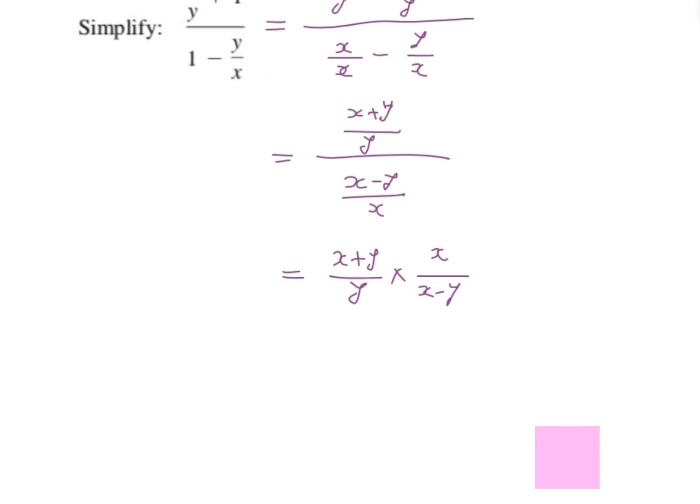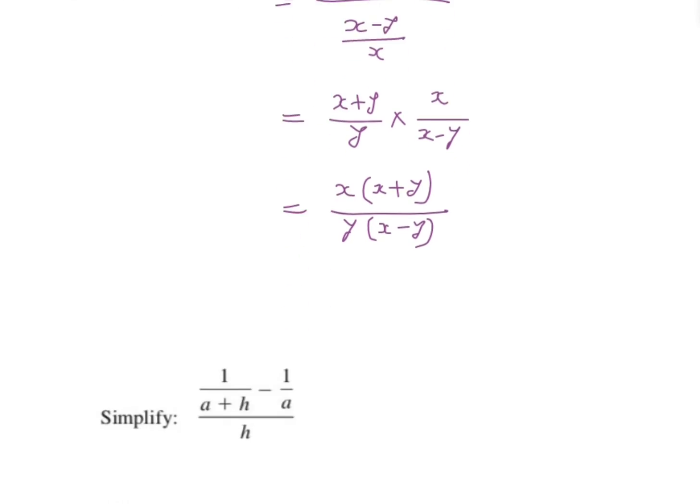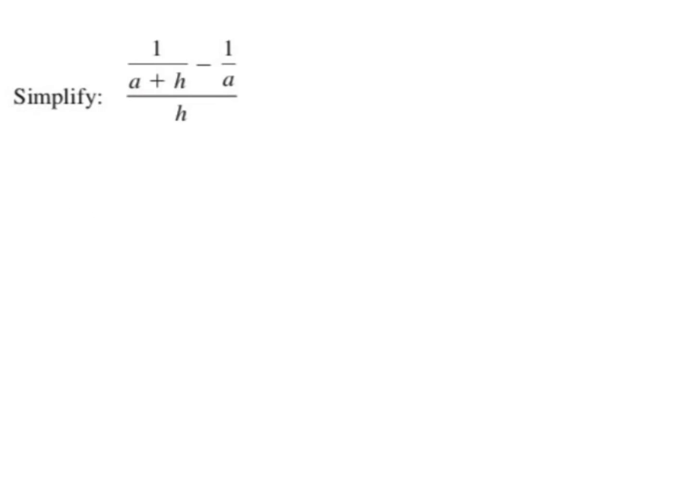Here we check if there is any common factor. No, there is nothing common. So we can simply multiply: x multiplied with x plus y, and y multiplied with x minus y. This is the answer. Very simple question if you have good knowledge of fraction properties. Okay, so let's do the next question.